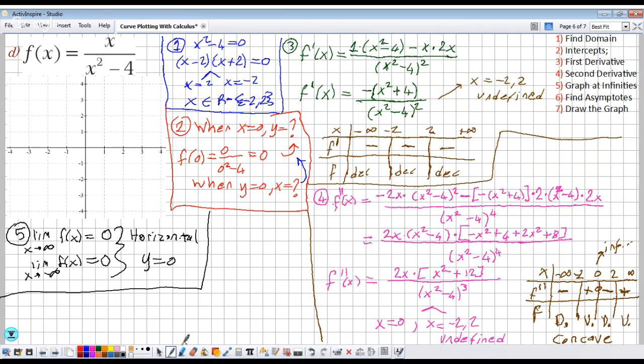Checking infinities finished. So now it is time to check for the asymptotes. We already have found one, so we should check for vertical. The vertical asymptote says that the denominator x squared minus 4 cannot be equal to 0. So x is equal to minus 2 and x is equal to positive 2 are the vertical asymptotes. Let's draw them.